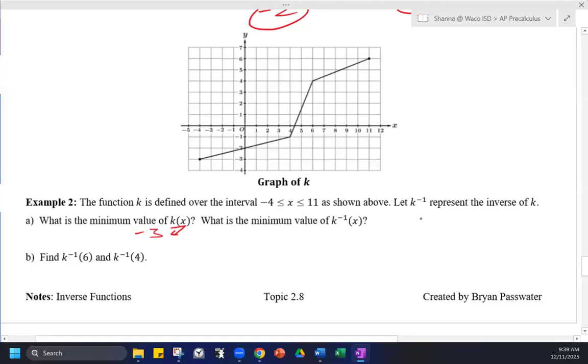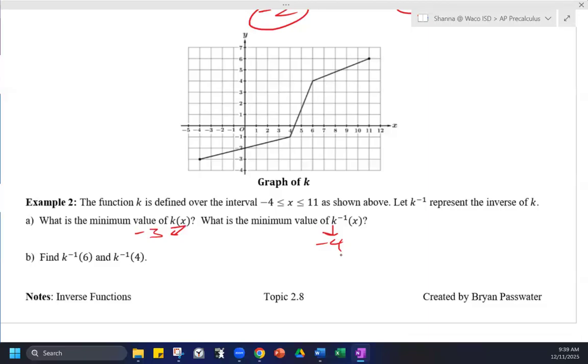If I'm talking about the inverse, that means my minimum value depends on the minimum x value of my current function. So what is the minimum x value? -4. So for my inverse, its minimum value would be -4. And that's because that's my current smallest x value. Does that make sense?